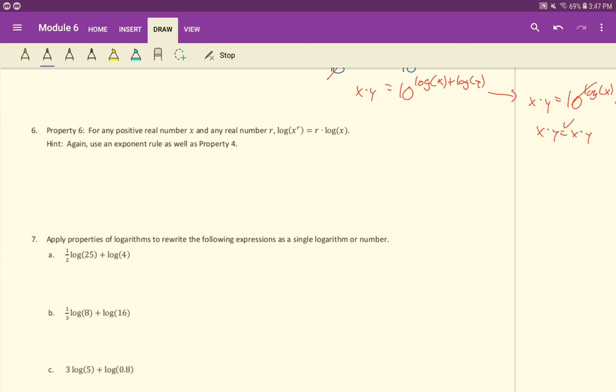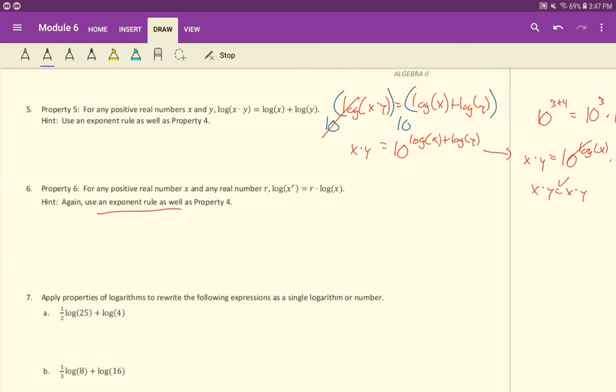Okay, number 6. Property 6 states for any positive real number x and any real number r, log of x to the r equals r times log of x. And we're going to use similar exponential properties here too. It tells us to use an exponential rule as well as property 4. So log of x to the r equals r times log of x. And again, we'll do 10 to the left-hand side and 10 to the right-hand side. Okay. These 10 and logs will exactly cancel. We're left with x to the r.